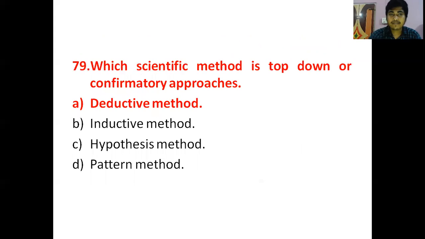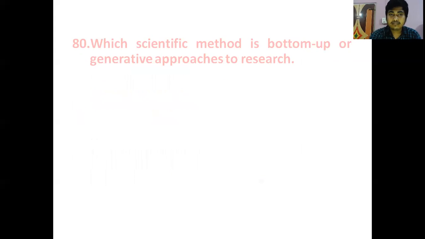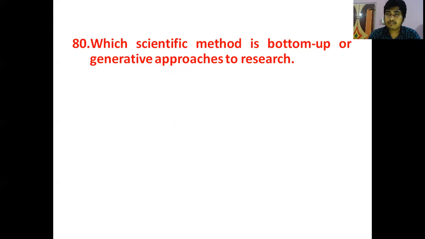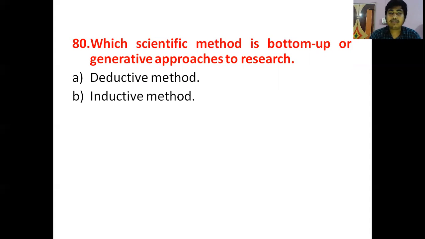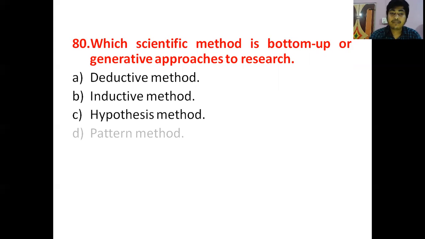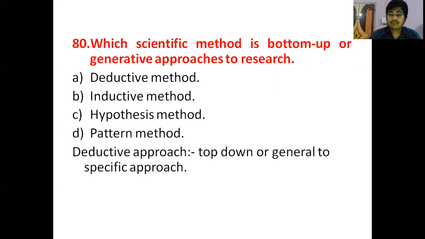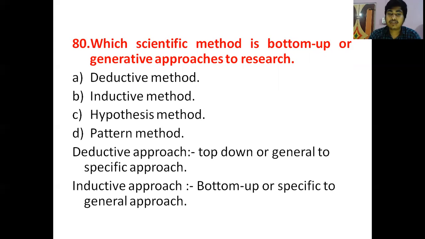The next question is, which scientific method is bottom up, specific to general, or a generative approach to research? That means we generate a new theory in this research. The options are a deductive approach, a deductive method, inductive method, hypothesis method, and pattern method. So our correct answer will be the inductive method, bottom up or specific to general. So our correct answer will be option D.